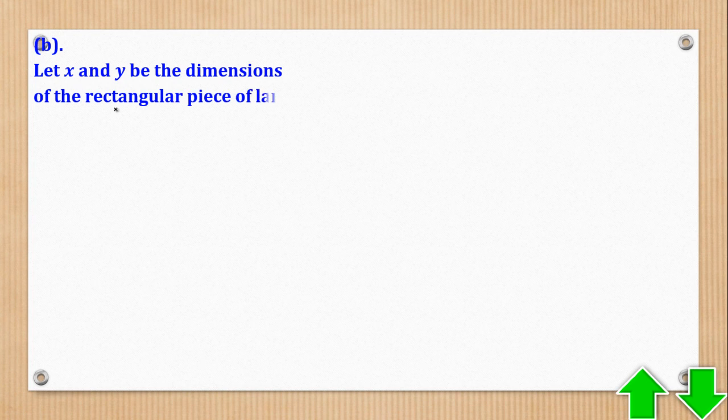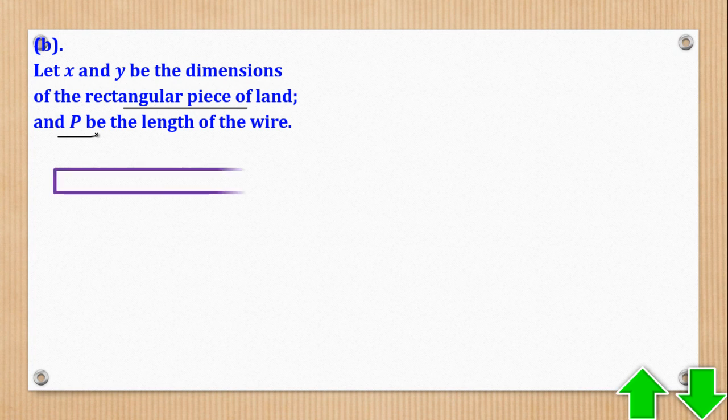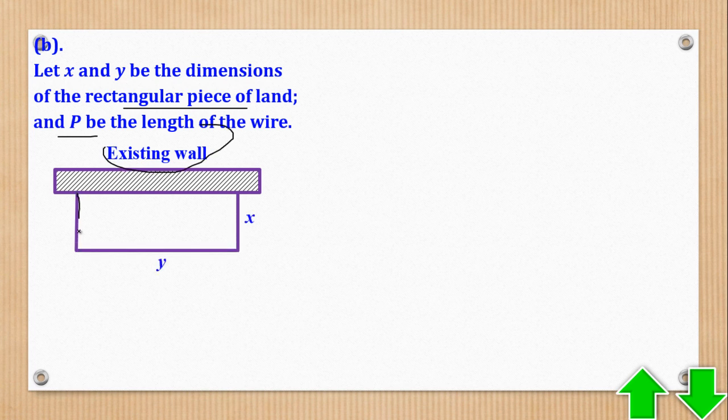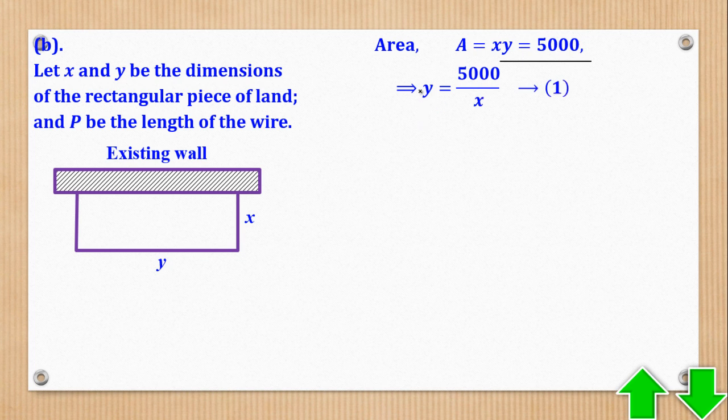So let x and y be the dimensions of the rectangular piece of land, and p be the length of the wire. So we shall come and make a small sketch. We have an existing wall, and this will be the wire. So when I put this shape of the wire, I'll have completed the rectangular piece of land. So area, we are given area, so area is length times width, so x times y is that, meaning that I can make y in terms of x, which is equation 1.